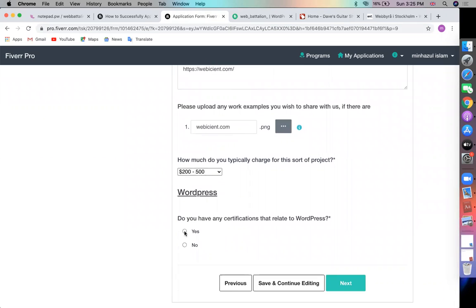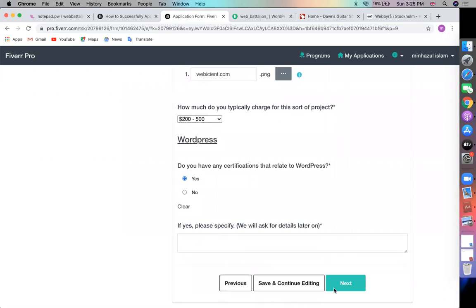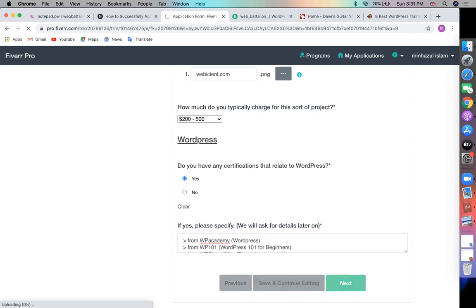Do you have any certification on WordPress? Yes. Okay, in this part, they actually ask for a WordPress certificate. I already mentioned some WordPress certificates that I have from WPA Academy, WPA 101. These are my certificates, and then next.